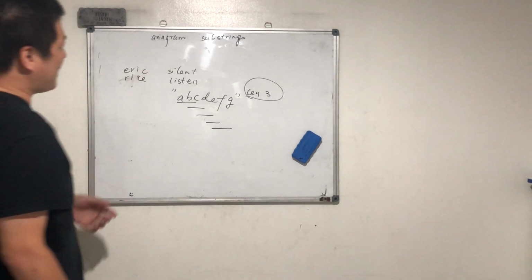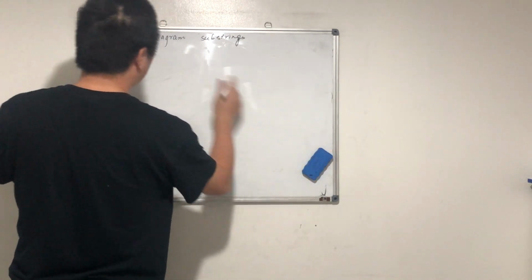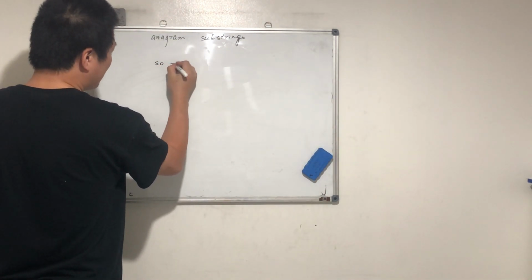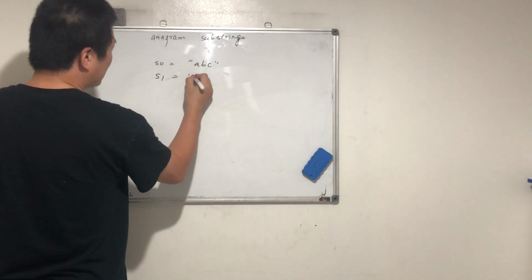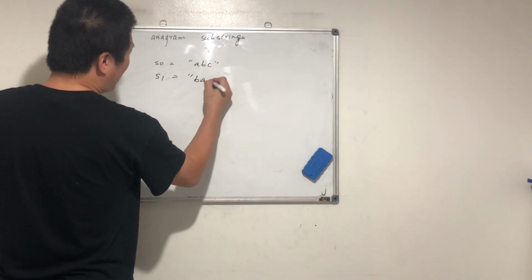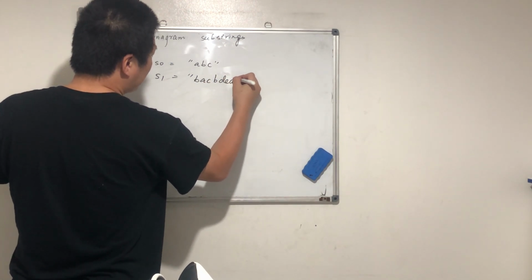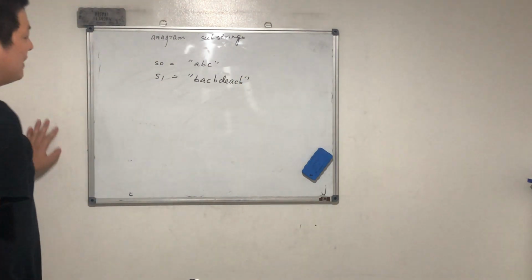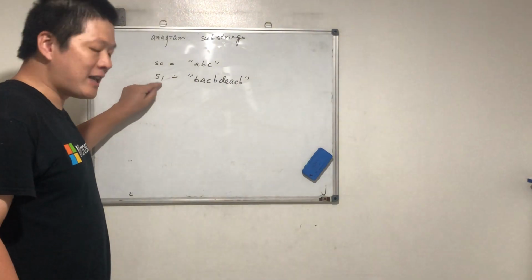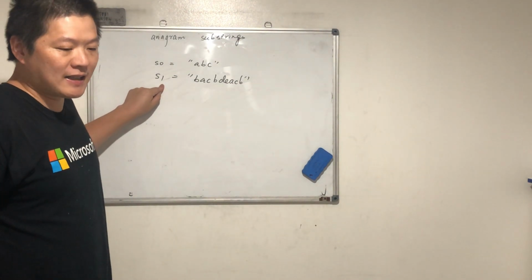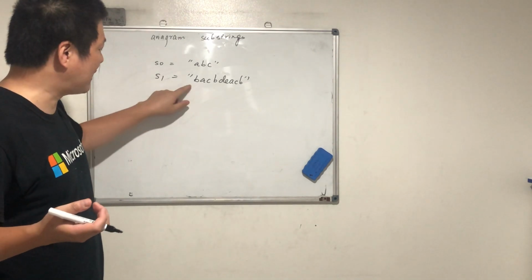So today we talk about anagram and substring. For example, I have S0, which is A, B, C. And I have S1, which is D, A, C, B, D, E, A, C, B. We want to look for the substrings in S1 that are anagrams of S0. So what are those in this case?